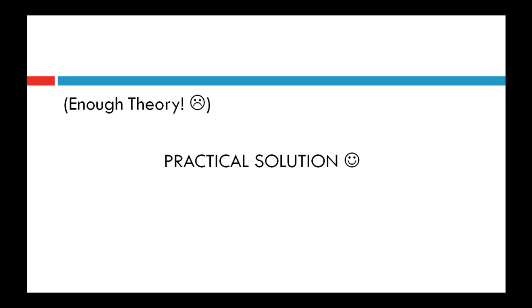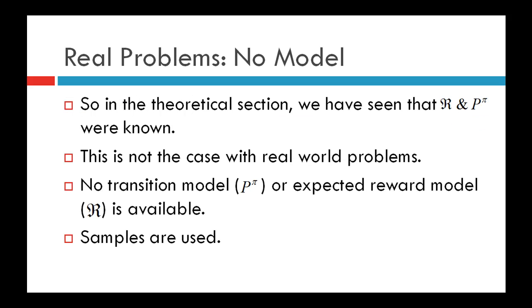So enough theory, and now we'll begin with the practical solution of this algorithm. As I have mentioned in the theoretical section, we have seen that R and P pi were known. The stochastic matrix, or the transition matrix, or the Markovian transition model, and the reward function were known. But in real world problems, these are not known. So this is not the case with real world problems. No transition model P pi or expected reward model R is available, and therefore the samples are used.